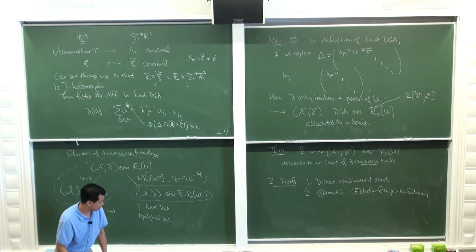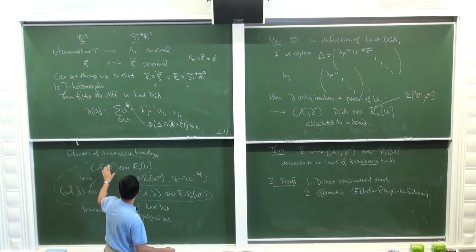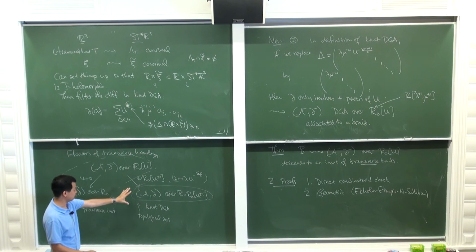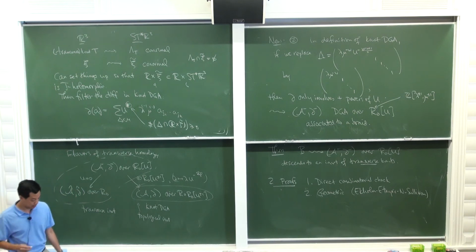Okay, but there's some good reason why, starting with this minus theory, if you take the infinity version, you should get a topological invariant, and it turns out to be the one we've been studying all along.